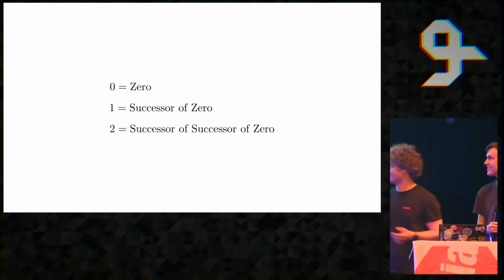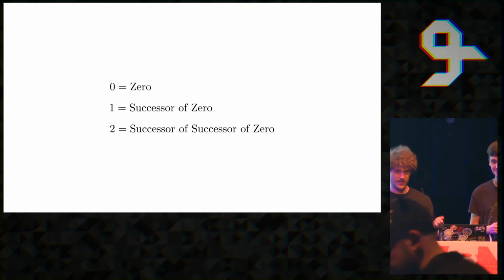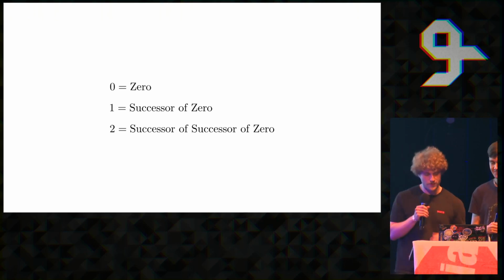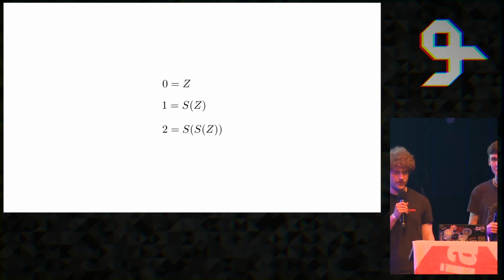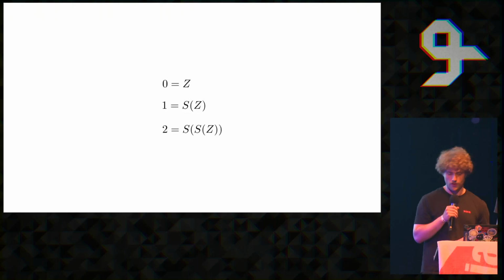So let's define them. So 0 is 0, 1 is the successor of 0, or 0 plus 1. 2 is 0 plus 1 plus 1, or the successor of the successor of 0. And because I don't always want to say successor, we introduce this notation where 0 is Z, and 1 is S of Z, 2 is S of S of Z, and so on.